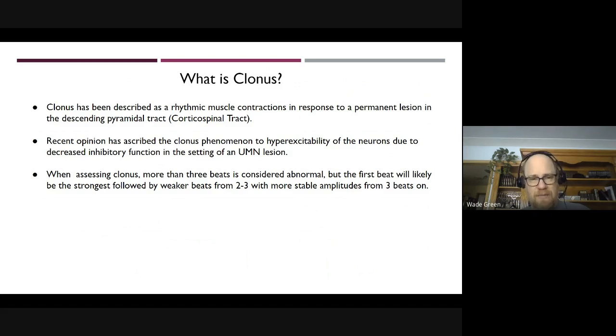Based on what we've just talked about, with inhibitory neurons and upper motor neuron lesions, why might someone display clonus if they have an upper motor neuron lesion? Is that maybe more clear now than it was? And why do you think that might be the case?